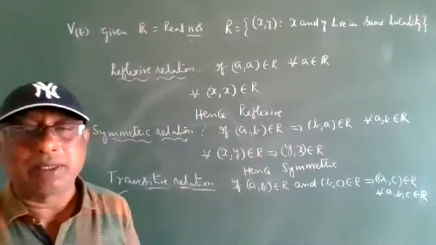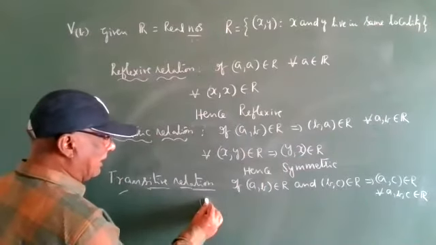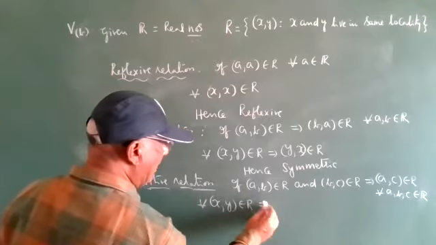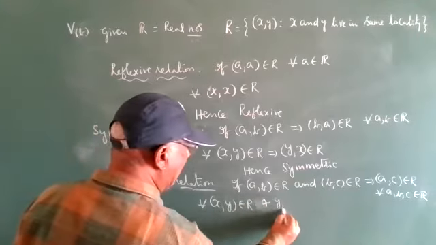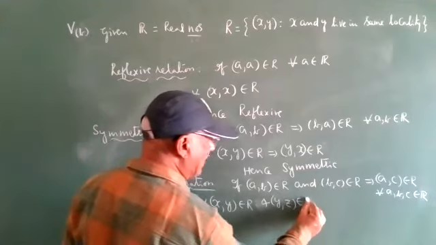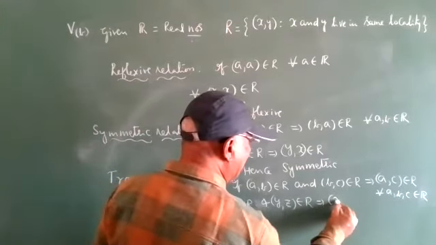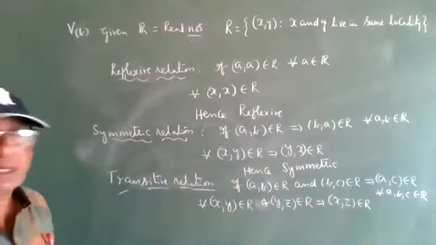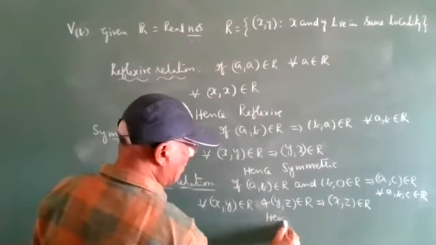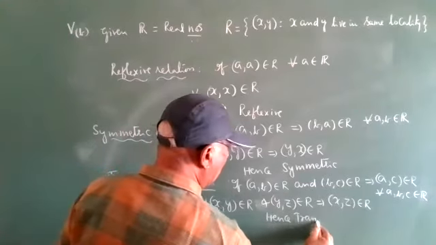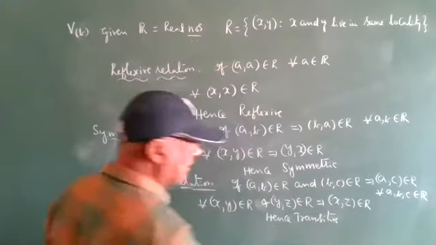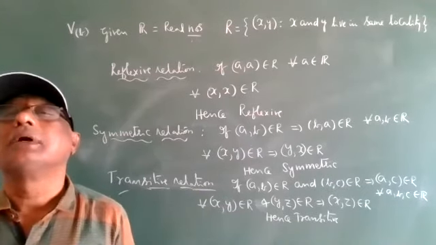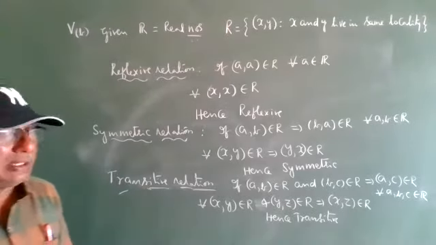Now take for all x, y belonging to Vijayagiri, and y and z also belonging to Vijayagiri. That means x and z also live in the same Vijayagiri. Therefore, hence transitive.